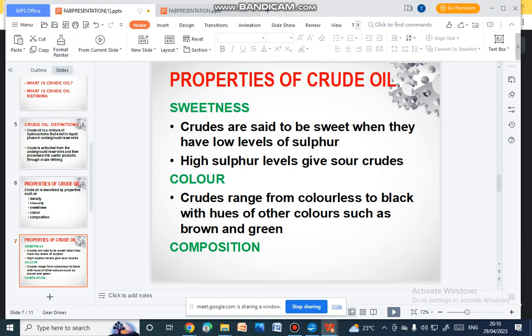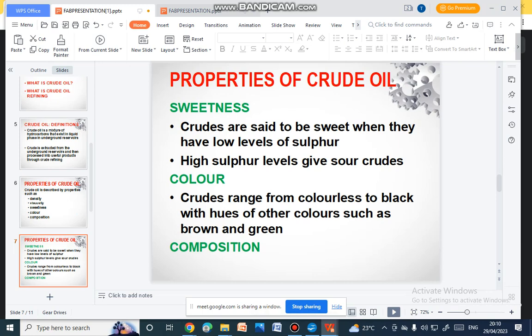Color. What is the color of crude? The color of crude ranges from colorless to black, with hues of other colors such as brown and green in between. I know many of you are surprised that crude may be colorless, but actually this is the truth.